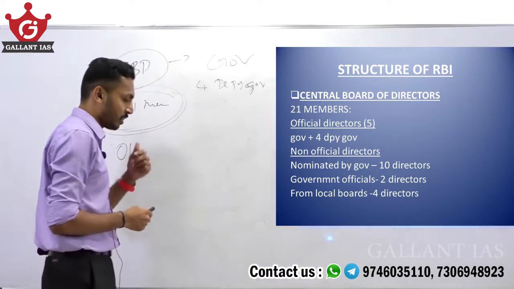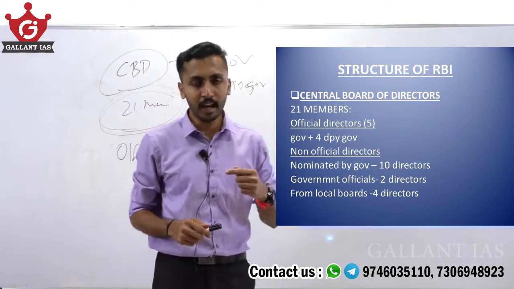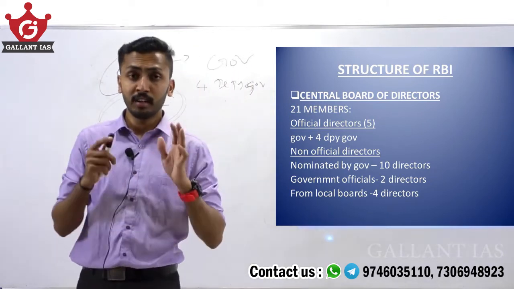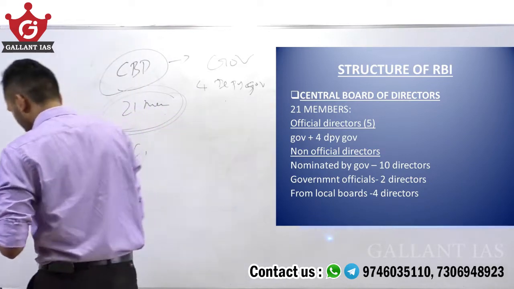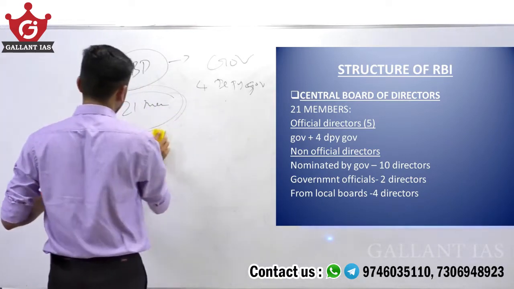Now there are only 3 deputy governors. Normally RBI can have up to 4 deputy governors. Who is the governor of RBI now? Shaktikanta Das.